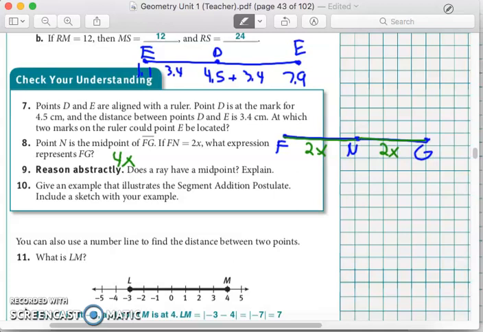All right, give an example that illustrates the segment addition postulate. There's a lot of things you could say. You can say A is between C and D, right?